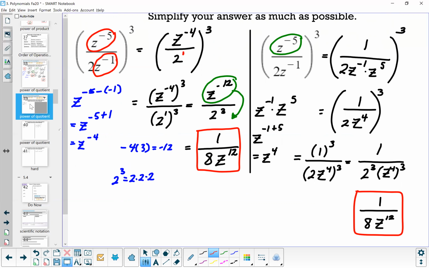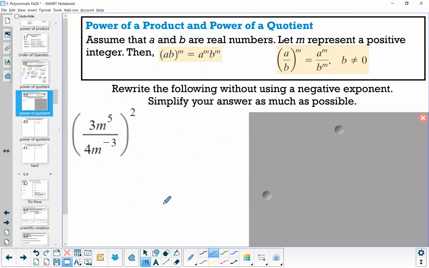So here we have another example. We have in parentheses 3m to the 5th over 4m to the negative 3, close parentheses, squared. Go ahead and try it. Try it both ways if you want to, and then we'll do it together.